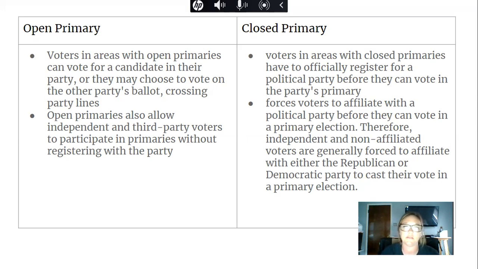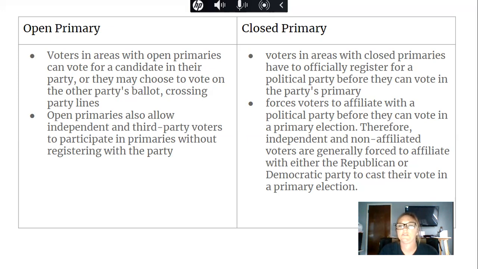Open primaries also allow independent and third-party voters to participate in primaries without registering with the party. So there are ways to make sure your name is added to a ballot if you want to run. Closed primaries, though, usually happen in states, I believe Illinois has closed primaries. This is where you have to be a registered voter, but also you have to register with a particular political party before you can participate in these primaries.